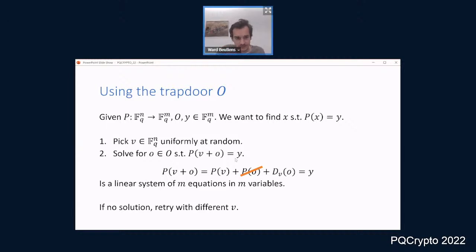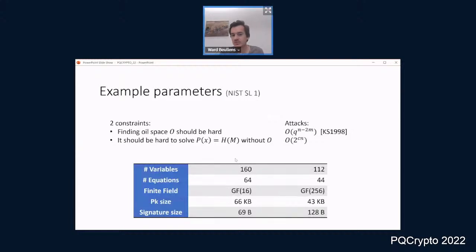So how do you choose secure parameters for this thing? Well, very loosely speaking, you need two things. One is that finding this Euler space O should be hard, and secondly, if you don't know O, then it should be hard to forge signatures. Right? So hard to find X, so that P of X is equal to the hash of your message. And these two constraints translate to two requirements on your parameters.